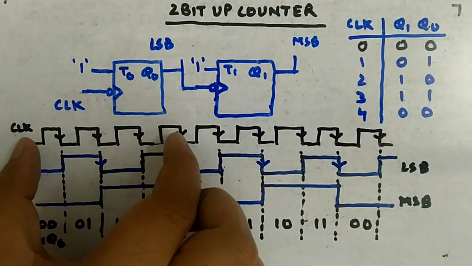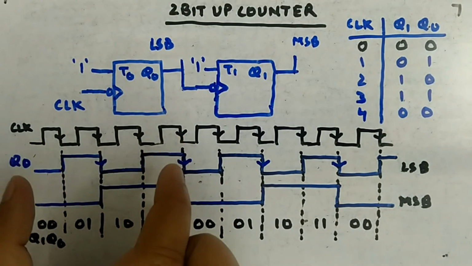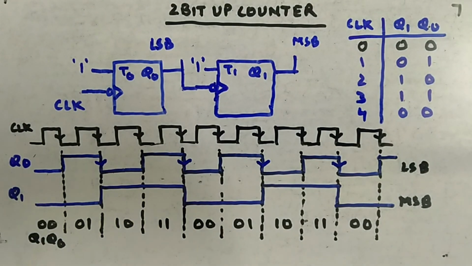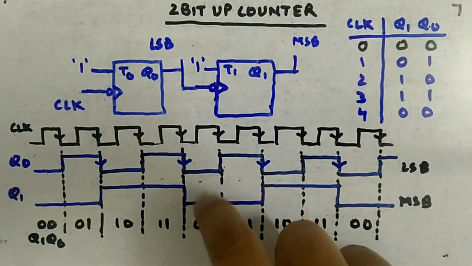In these four clock cycles, 1 2 3 4 cycles are there in clock. You have only 2 cycles here, you have only 1 cycle here. So that is how you can imagine the outputs. Here you can see Q1, Q0. Q1 is your MSB, LSB is Q0. So you can see 0 0, then 0 1, 1 0, 1 1. See, I have written 0 0, 0 1, 1 0, 1 1. Then it restarts, 0 0.